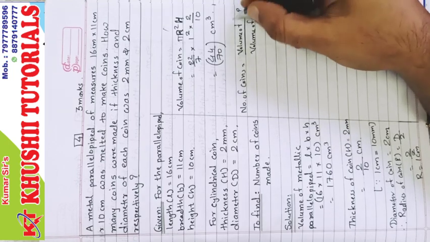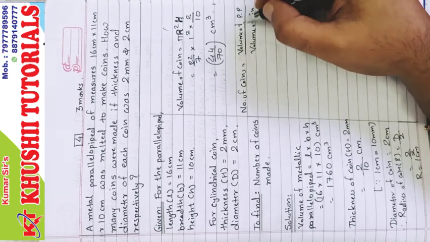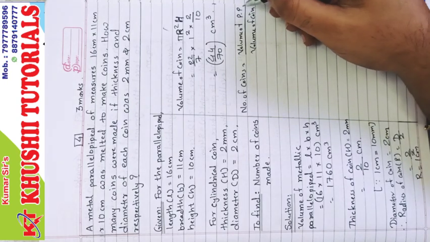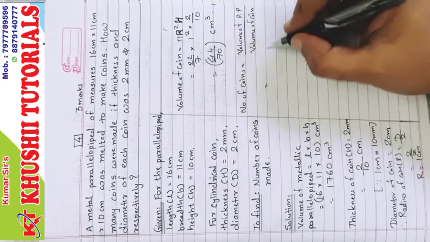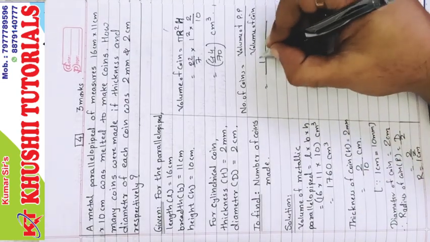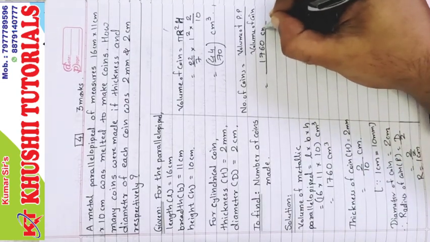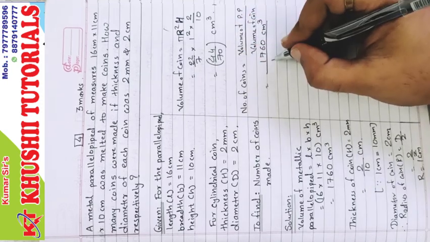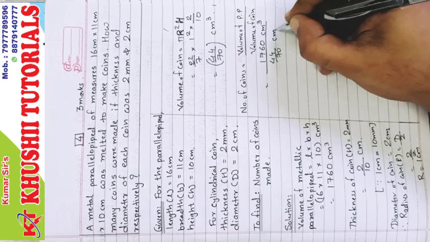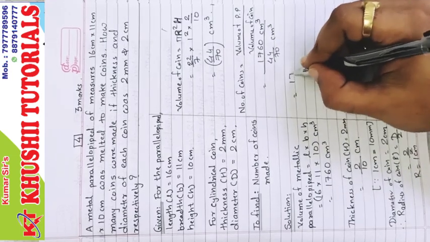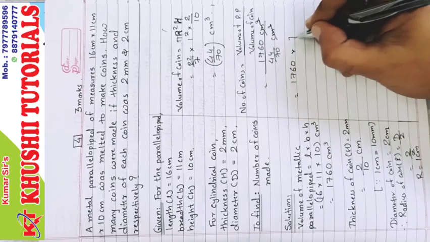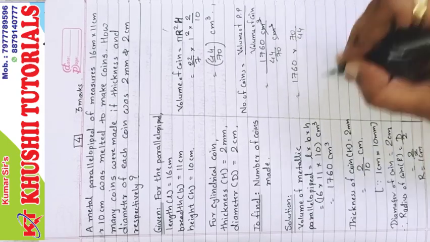For practice, if you write the short form, it's okay, but in the exam don't write PP, they will not give you marks. You have to write the full word parallelepiped. Volume of parallelepiped is 1760 centimeter cube, and volume of coin is 22 by 7 by 10 centimeter cube. So 1760 centimeter cube will get cancelled into 70 upon 44.